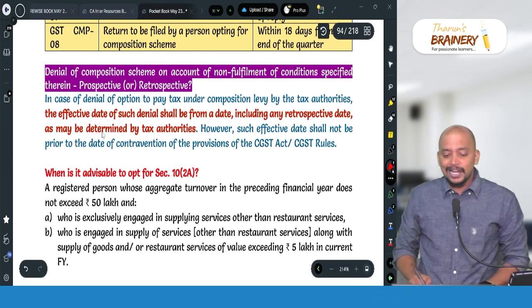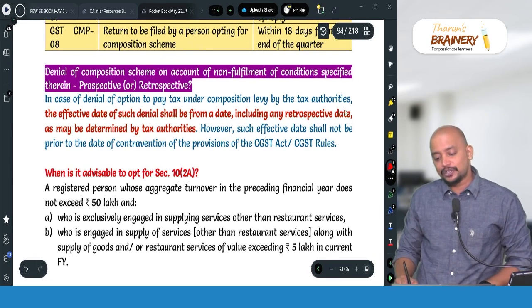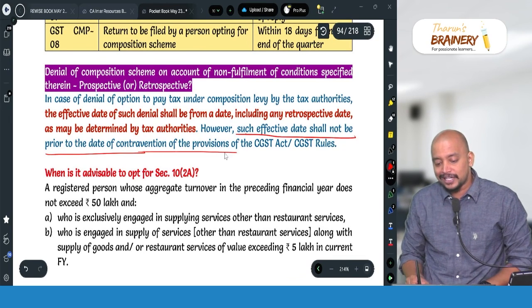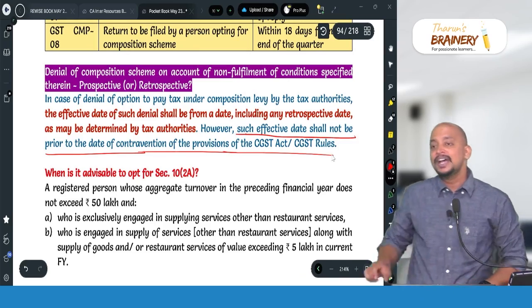So therefore, denial of composition scheme can be prospective or retrospective. However, such effective date shall not be prior to the date of contravention of the provisions of the Act or rules.